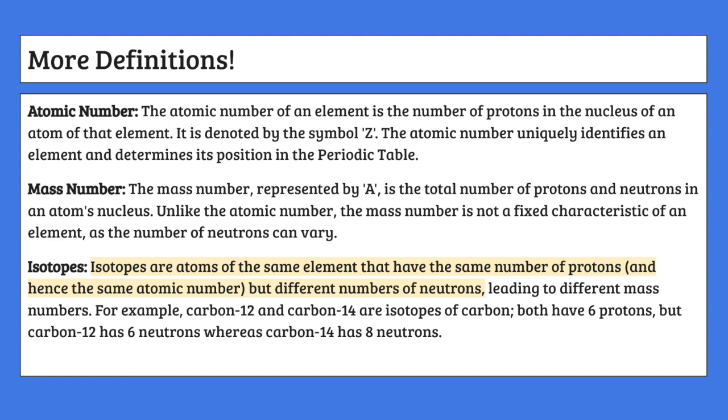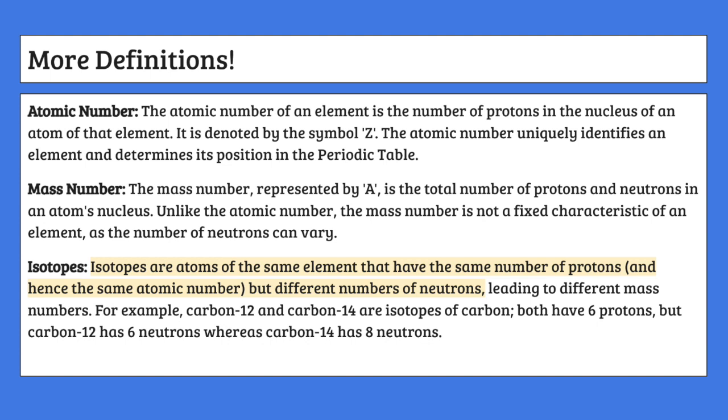Next up, let's have a look at mass number. The mass number is represented by the letter A, and it is defined as the total number of protons and neutrons in an atom's nucleus. Now, unlike the atomic number, the mass number is not a fixed characteristic of an atom. This means that the same atom can have a different mass number as the number of neutrons can vary.